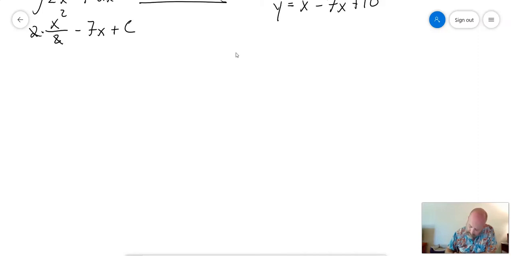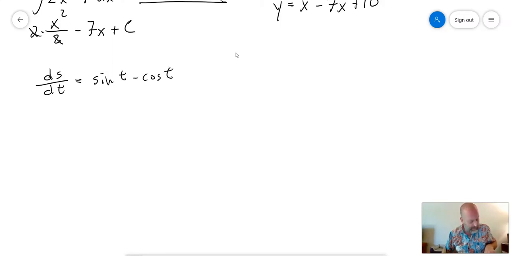Where'd I put it? There it is. So let's say I'm given ds dt, right? So this is s prime, or the derivative of s with respect to t, is equal to sine t minus cosine t. And we're given an initial value that s of pi is equal to 1. Okay, so that's my initial value.